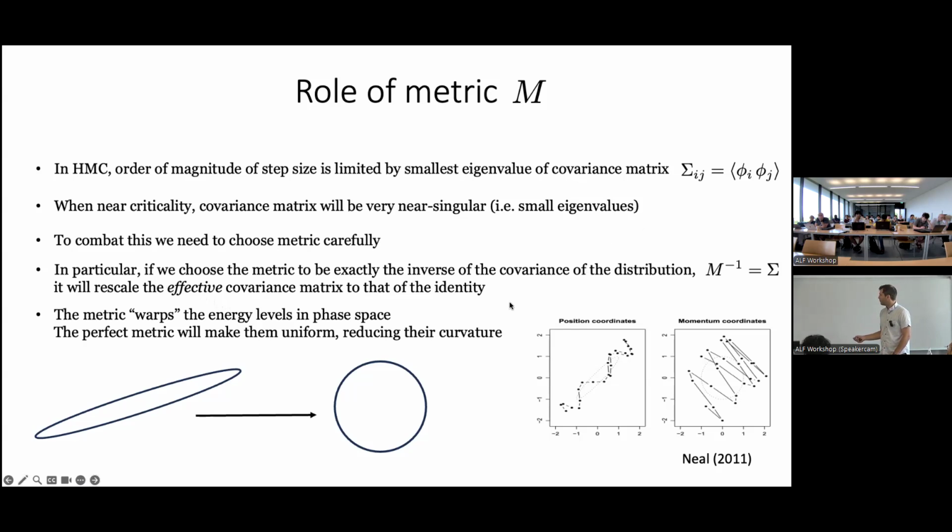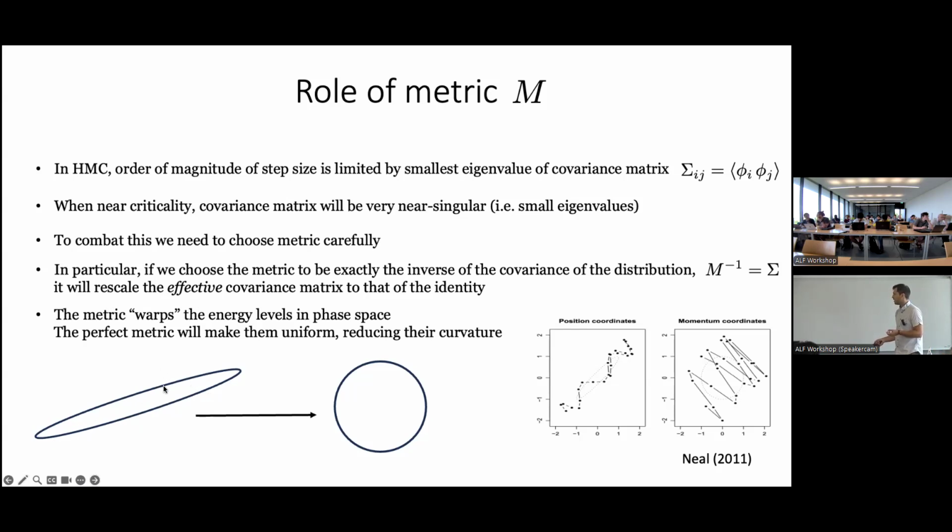And so, yeah, when you choose an M inverse that's exactly the covariance of this distribution, it will rescale the effective covariance matrix to that of the identity. In other words, the metric warps the energy levels in phase space. So the perfect metric will make them uniform and reduce their curvature. In other words, if you look at your equal energy contours, they might have some very oblong shape.